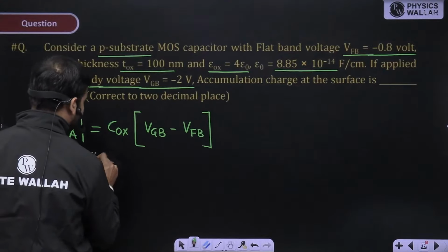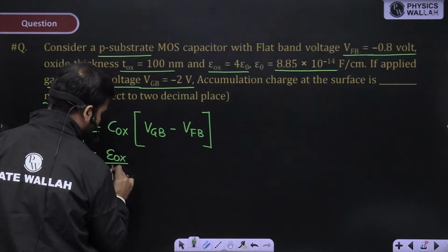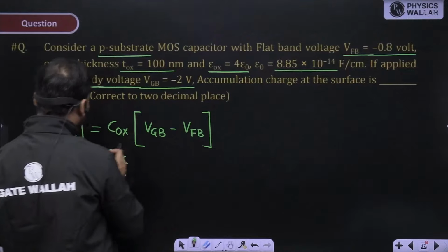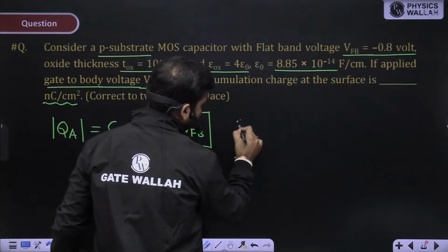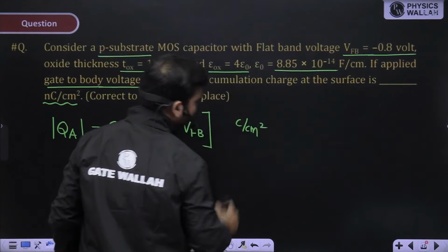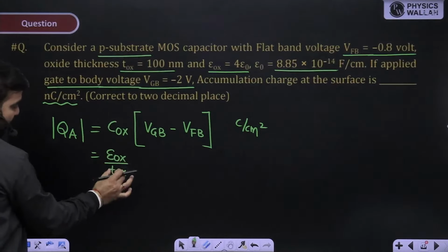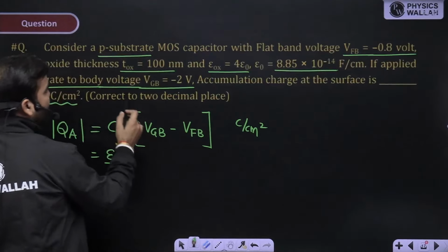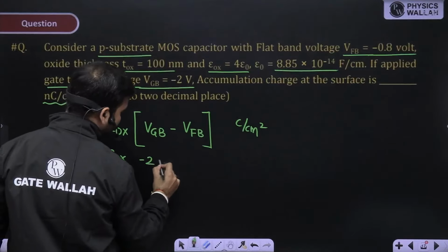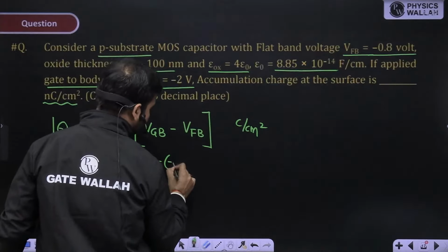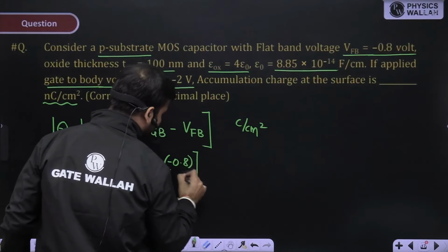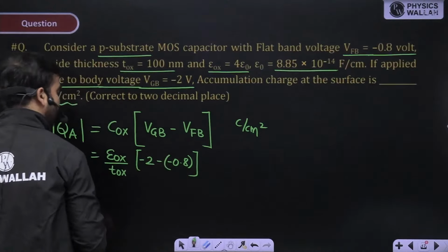Okay, so COX is epsilon OX upon TOX, and by default this charge unit is coulomb per centimeter square. Okay, because this is farad per centimeter square. Gate to body voltage, how much is gate to body voltage? -2. What is flat band voltage? -0.8. We are having the difference between these two.